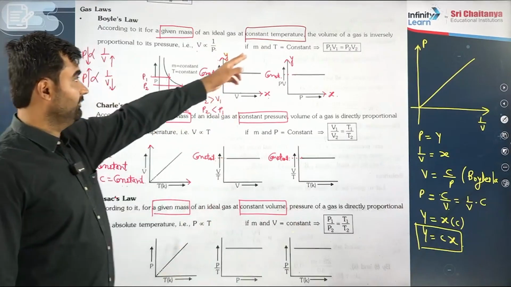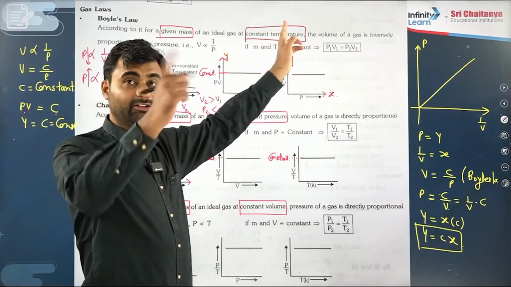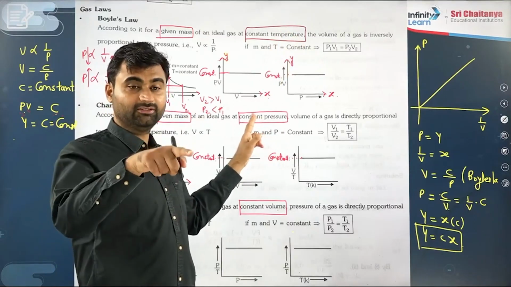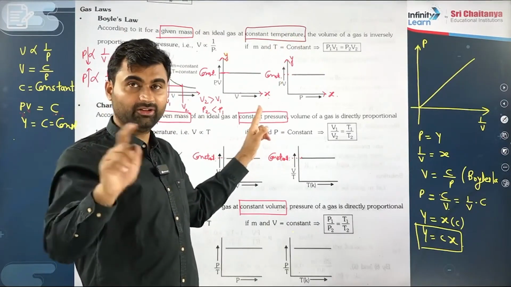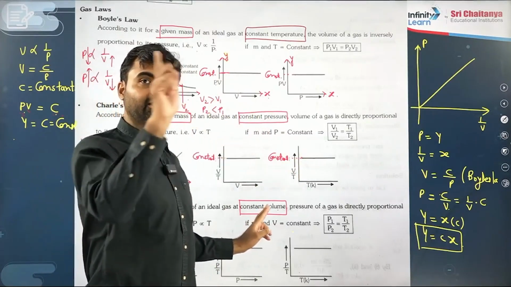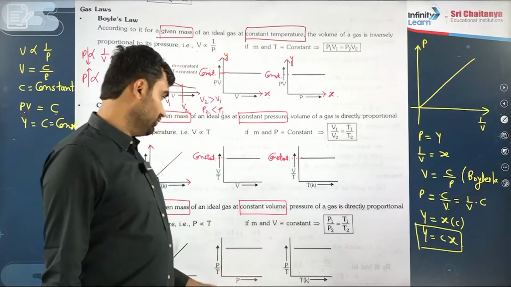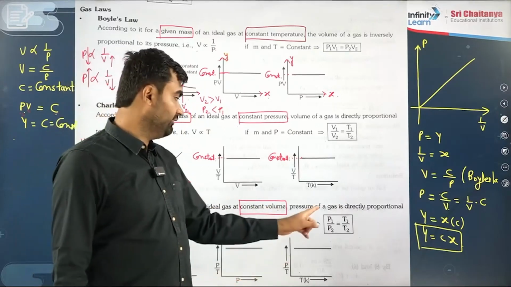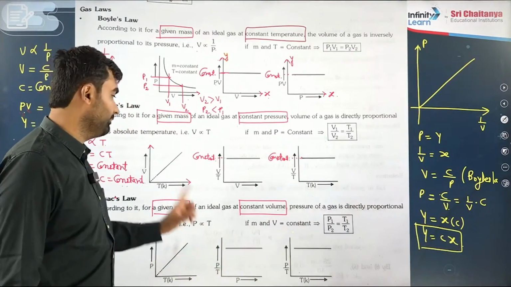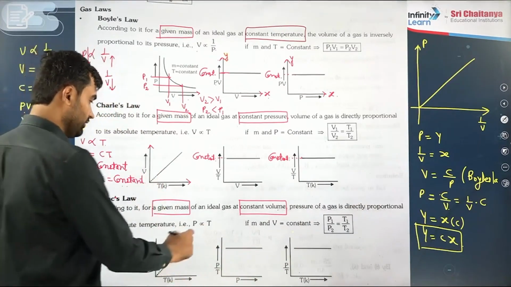So here we maintain the temperature constant, then the remaining quantities are pressure and volume. Constant pressure, then the remaining quantities are volume and temperature. Constant volume, then the remaining quantities are pressure and temperature. So if volume is constant, then we can say pressure is directly proportional to absolute temperature, P proportional to T.